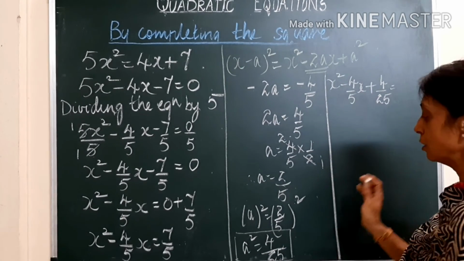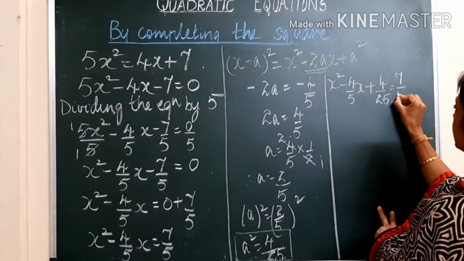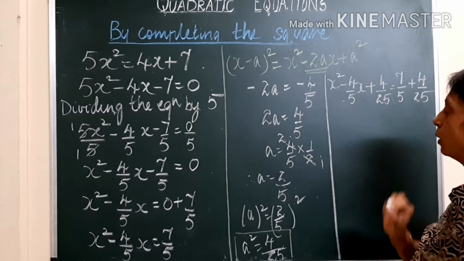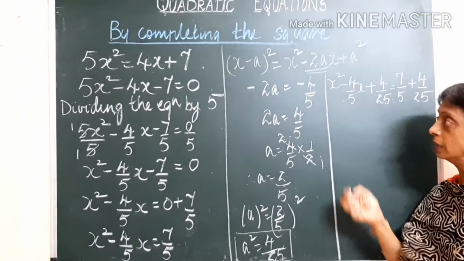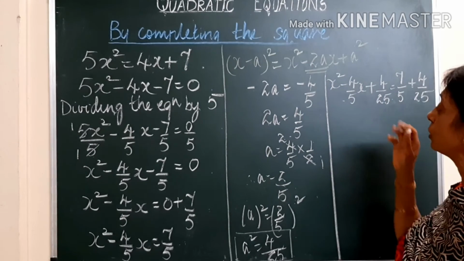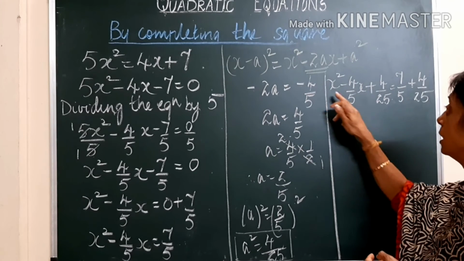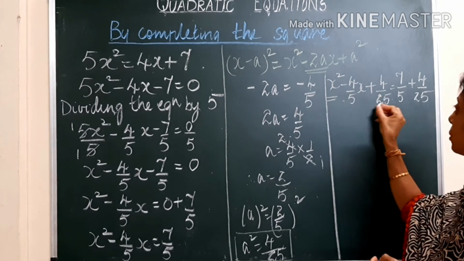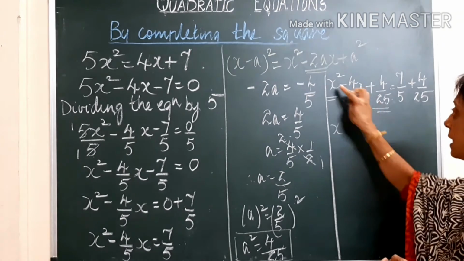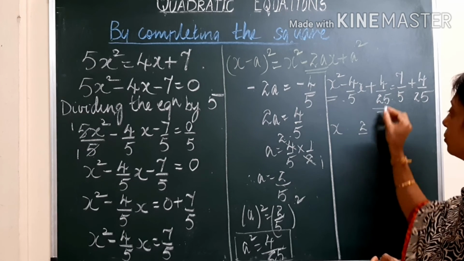Once again I repeat, whatever you do on the left hand side should also be done on the right hand side. Now children, once you put the last term, the left hand side, as I told you, becomes a complete square. How do you find out it is a complete square of which binomial? See the square terms, x square and 4 upon 25. So it will be x, the square root of x square. For 4 upon 25, the square root is 2 upon 5.